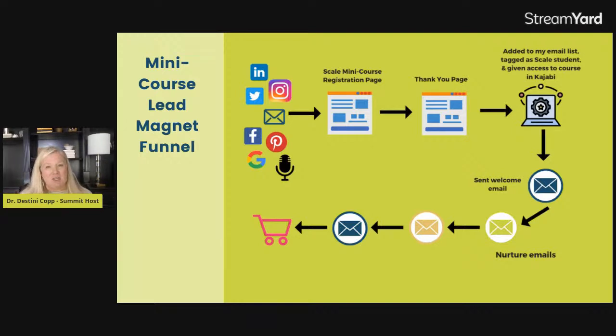This particular Scale mini course contains a Google Sheet for a business plan to help you scale your business with digital product revenue. I have training in it, a Google Sheet, and a lot of information. So people go to the mini course, they sign up, I have a thank you page, and then they're added to my email list. They're tagged as a Scale student in my ConvertKit, which is my email service provider. They're given access to the course in Kajabi. They're sent a welcome email, and then I have some other nurture emails that are delivered after that.